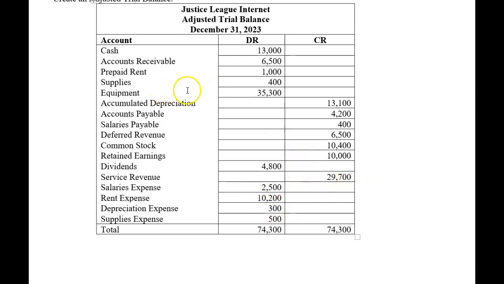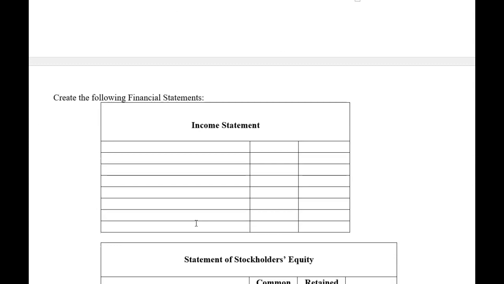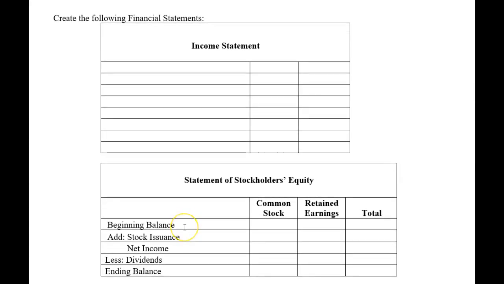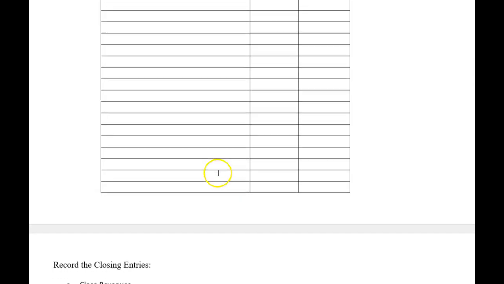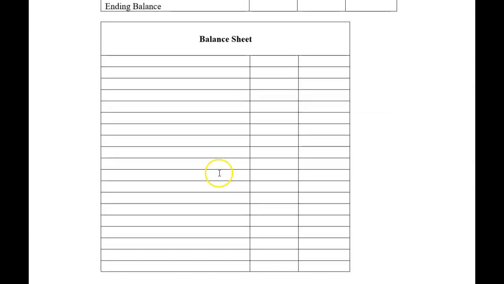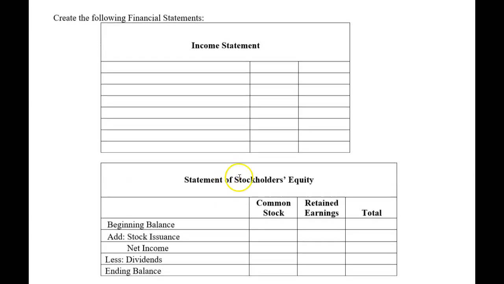Now, once we have the adjusted trial balance, let's move forward from that. Now we can produce our financial statements. We're going to do a basic income statement, not a classified or multi-step income statement. We're going to do a statement of equity, or stockholders' equity in this case, and then we'll close out with a balance sheet. We will not do statement of cash flows in our intro class here.